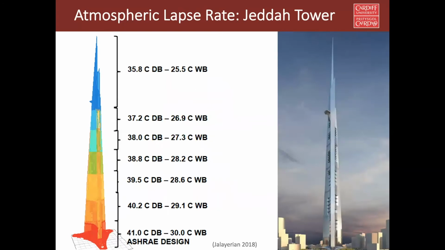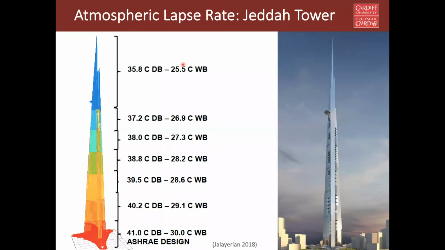Now there is an example of Jeddah Tower, which is going to be the tallest building in the world. In this tower, at the base at ground level, the temperature is 30 degrees, for example, and at the top level, the temperature would be 25 degrees. There is a 5 degrees Celsius variation in temperature. What is the impact of it?